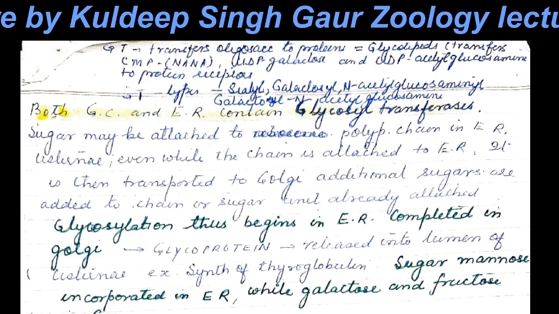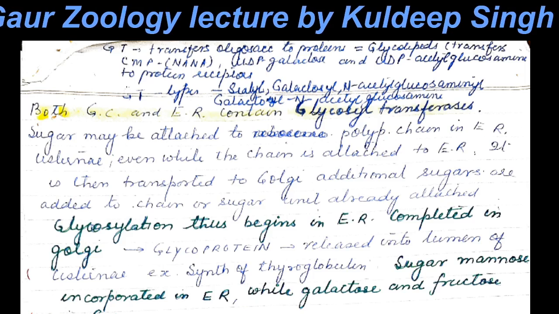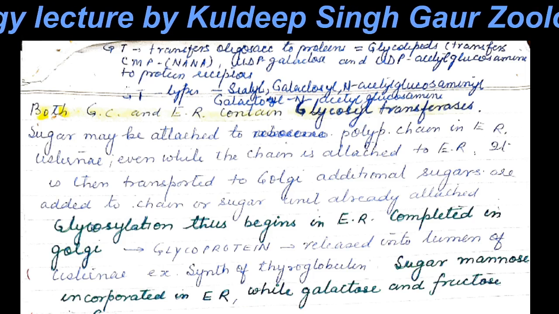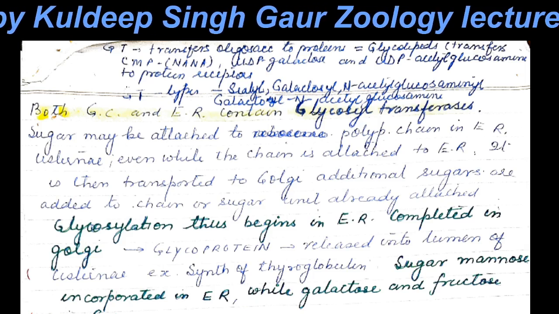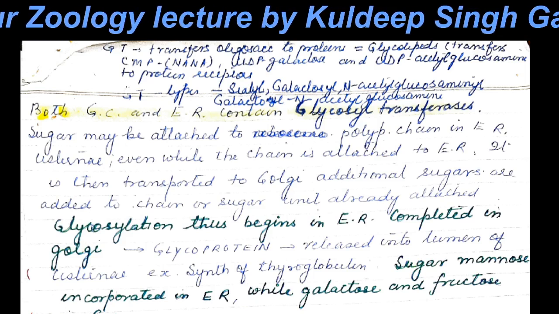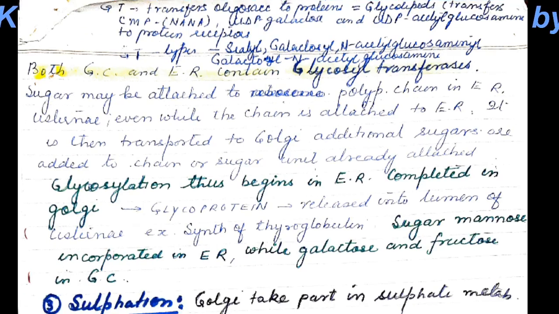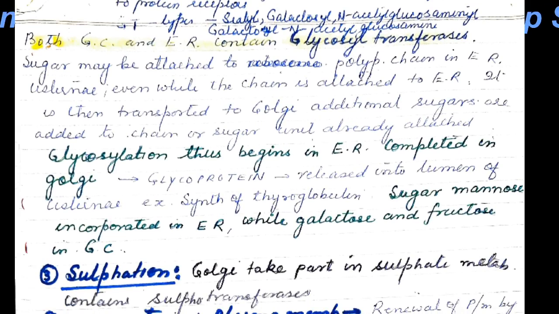These sugar may be attached to polypeptide chain in endoplasmic reticulum cisternae even while the chain is attached to endoplasmic reticulum. This chain is later on transported to Golgi and additional sugars are added to the chain or sugar units already attached. This is called as glycosylation, and it necessarily comes out from this that glycosylation thus begins in endoplasmic reticulum and gets completed in Golgi bodies. The glycoproteins so formed are released into the lumen of cisternae. For example, in the synthesis of thyroglobulin of thyroid gland, sugar mannose is incorporated in endoplasmic reticulum, while galactose and fructose are added in Golgi complex.